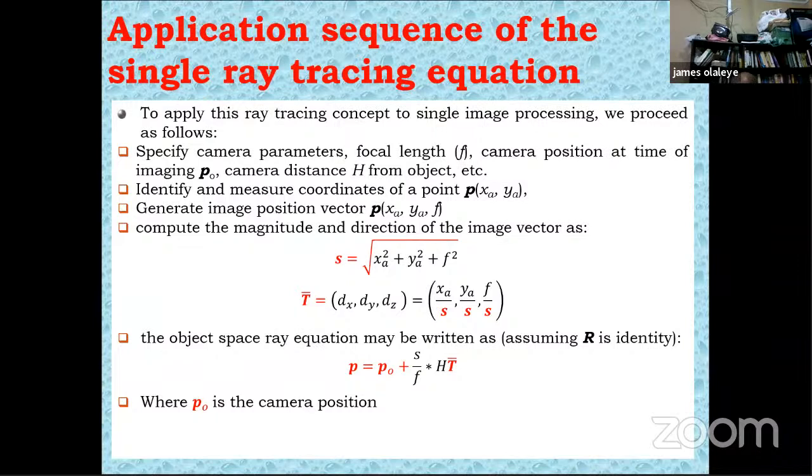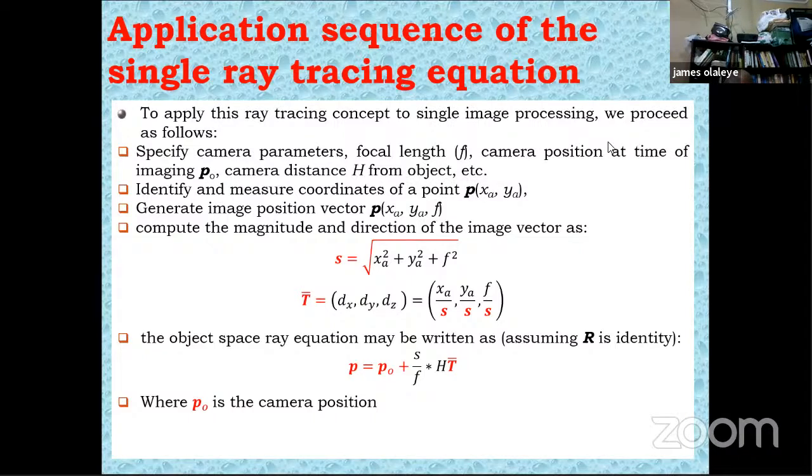So that when we determine the direction of the ray from the measurement we make on that image, then by just finding a distance, we can get the coordinate of the object point on the other end. So which is very simple. Now, the sequence is that to apply this ray tracing concept to single image processing, we proceed as follows. Number one, specify camera parameters, essentially the focal length, f, must be specified so that you can do a virtual 3D from the measurement that you are going to make.